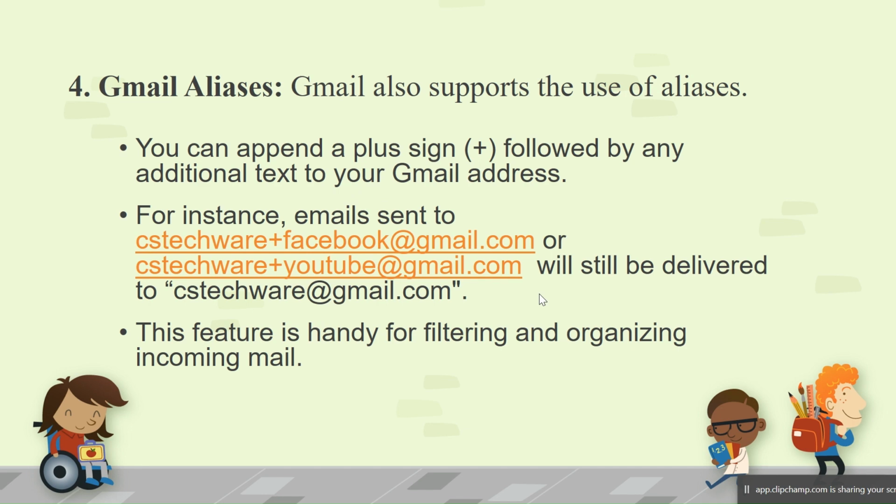This feature is important because it helps arrange the emails within our inbox. For example, if we receive notification emails from Facebook or YouTube, we can simply organize them using these aliases. Not only this, we can also use it for blocking spam. For example, if we have signed up for Facebook using cstechware+facebook@gmail.com and we see that we are receiving a lot of spam mail to this address, we come to know that Facebook is sending us a lot of spam. So we can simply delete those spams and identify which website is sending us that spam mail.